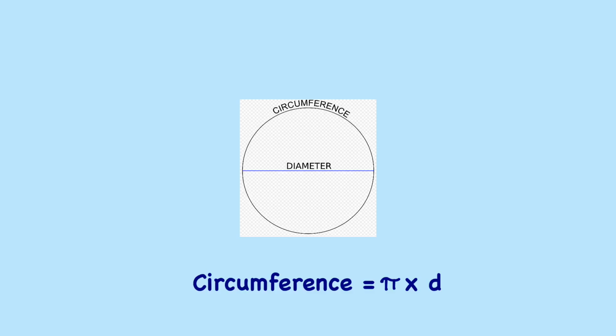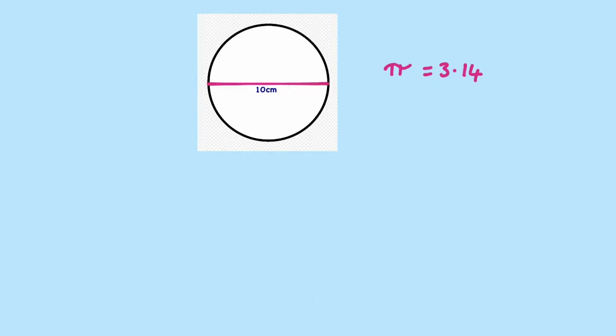And as you remember, pi is a very special number which is often rounded to 3.14. The formula is normally abbreviated to C equals pi d. Don't forget there's an invisible times between the pi and the d. Let's have a look at an example.